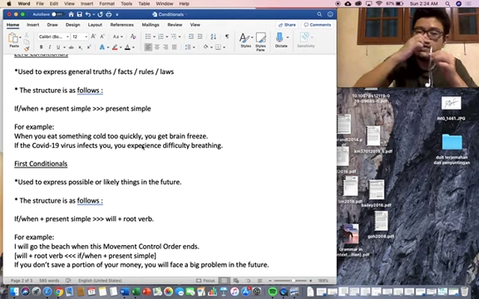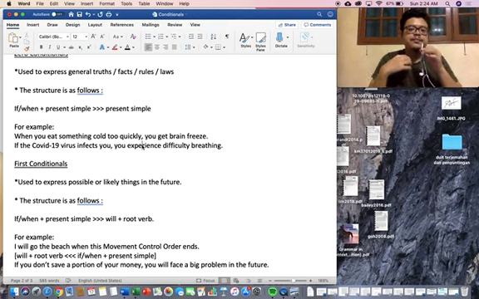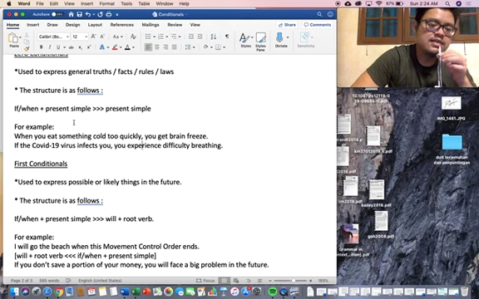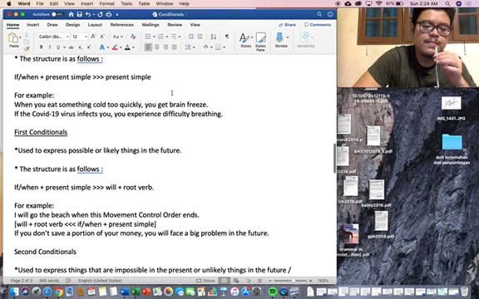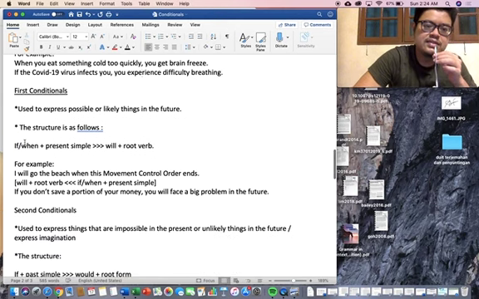So what you need to remember is the verb form you have to put it in. The first clause, present simple. The second clause, present simple as well. And we use it when we want to talk about facts, general truth, rules, or laws. If you steal something, you get caught, right? So this is talking about laws.